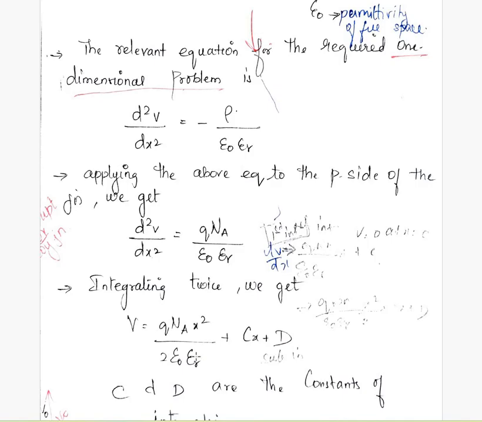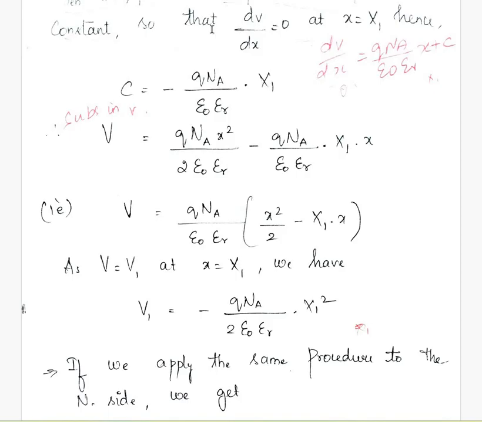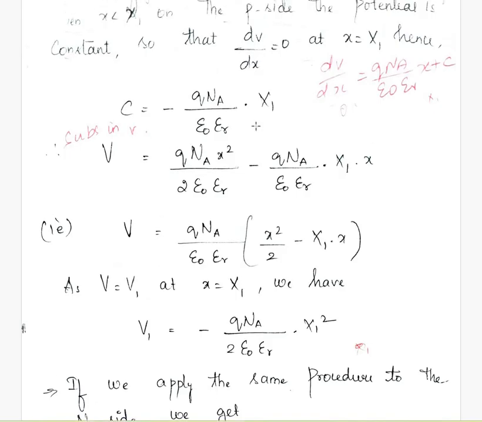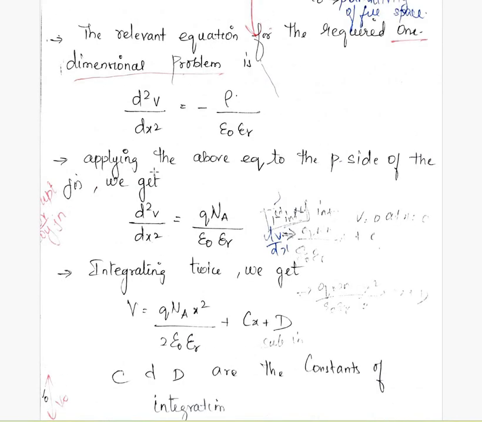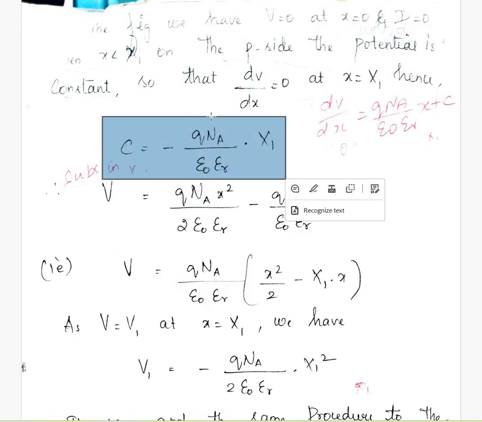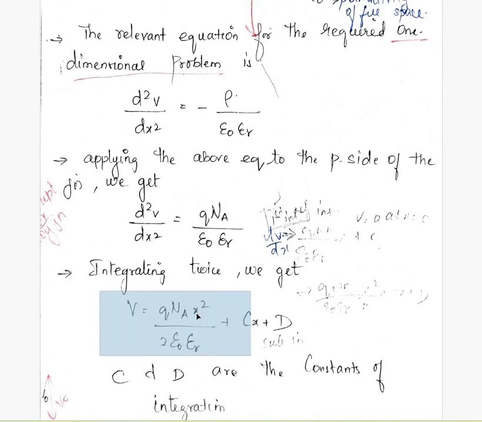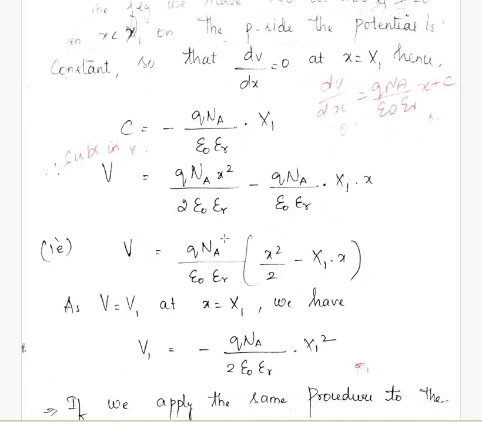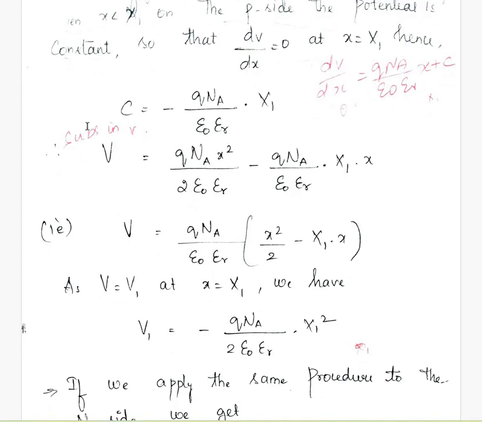We need to find the values for the constants C and D. At x equal to x1, dV by dx is equal to 0. So we equate that to 0 and we get the value for C. Then substituting that in the equation for V, we get the value for D equal to 0. So V equals QNA by epsilon naught epsilon r times x square by 2 minus x1 x.